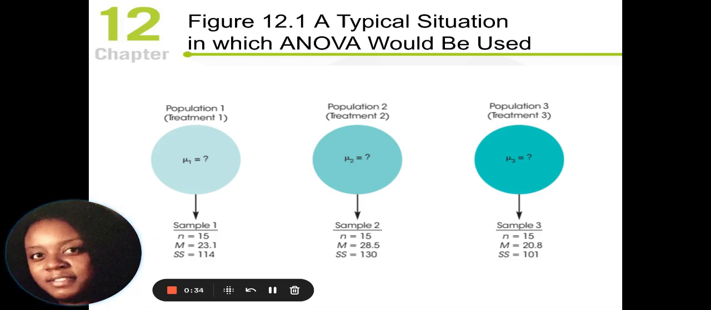So if we take a look at figure 12.1, we can see a typical situation when an analysis of variance, which is also called an ANOVA, would be used. We can look at population 1 with the first treatment, population 2 with the second treatment, and population 3 with the third treatment, and we can compare all three of them.